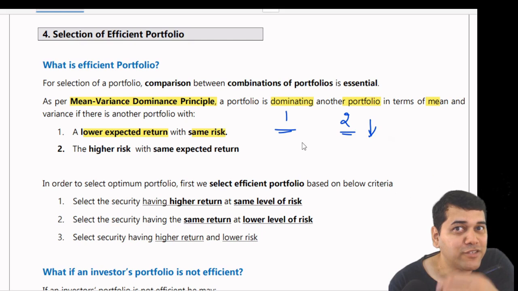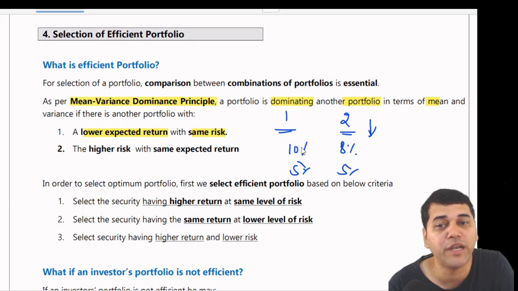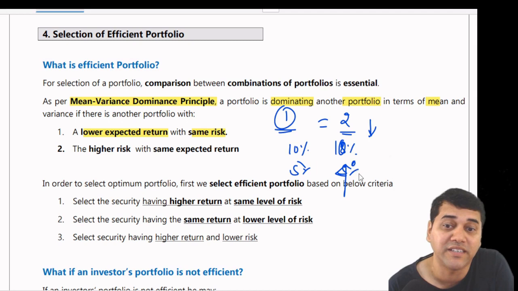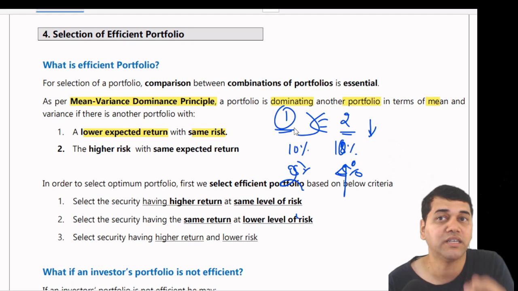See the language they have used; don't get confused. Both are giving you the same risk, 5% and 5%. The second portfolio is giving you 8%, where the first portfolio is giving you 10%. Then you say portfolio one dominates portfolio two. Or for the same return, say both are giving you 10%, and both are giving you 5% risk, then you say both are at parity. It doesn't make a difference; I can choose any one. But if the second one gives you 4% risk, then you say the second one dominates the first one. Or if it gives you 2%, you say the first one will dominate the second one. This is called the mean variance, risk return dominance principle.